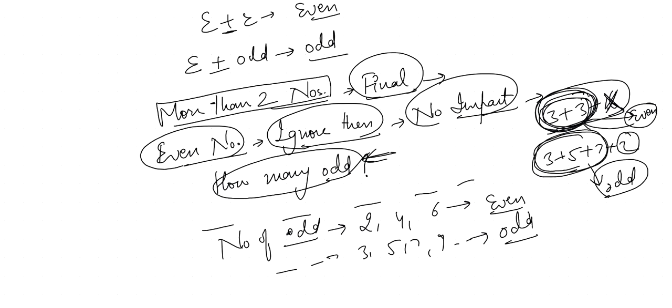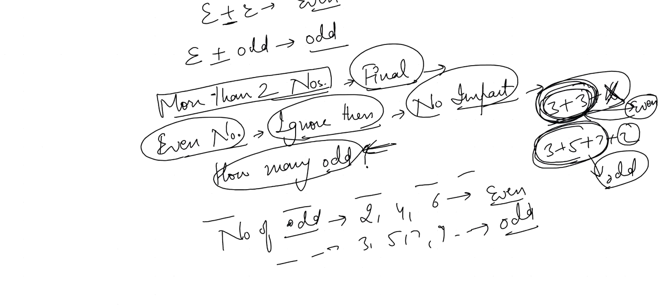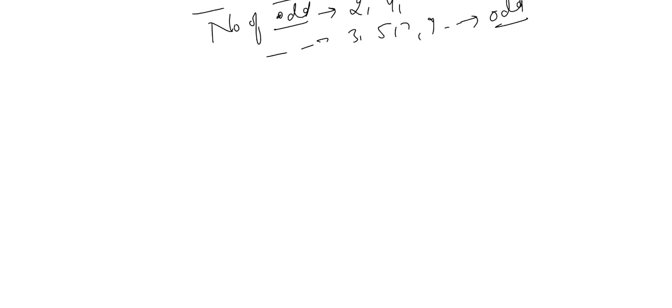Okay, it all depends on how many odd digits are there, how many odd numbers are there, that's all, nothing else. Okay, so that's one thing. Second, product.